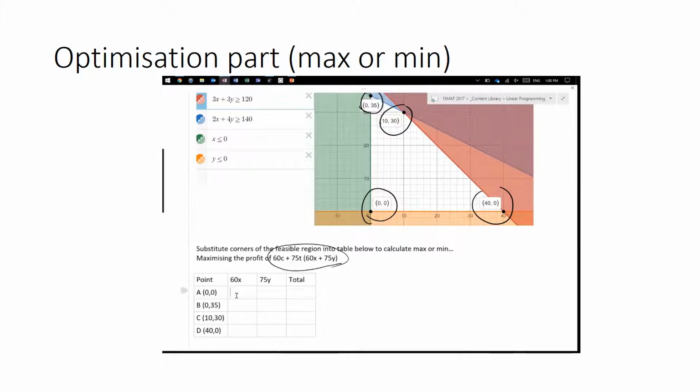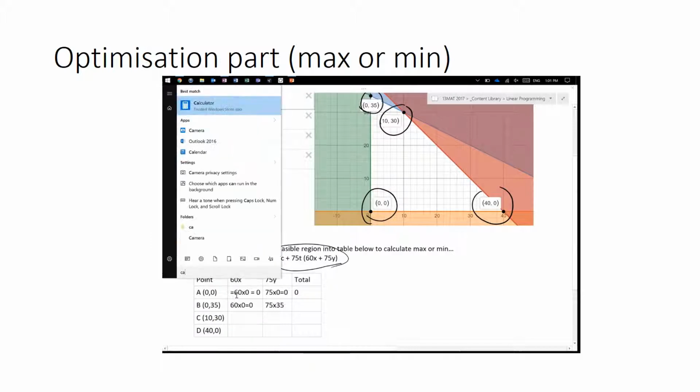So because X was our chair before, we're going to go 60 times our X value, which is 0. We're going to go 75 times our Y value, which is 0. 0 plus 0 is 0. This one here is 60 times 0, which is 0. This one here is 75 times 35.